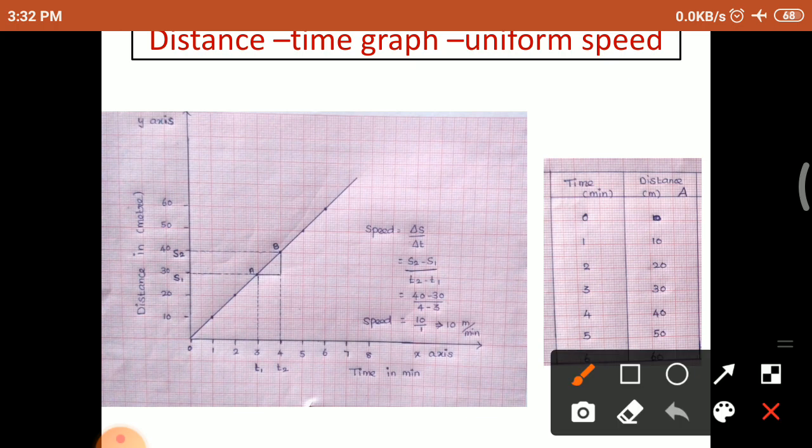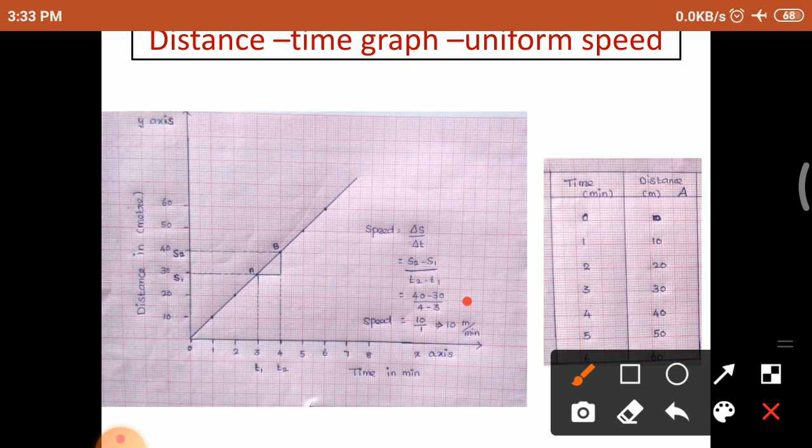Then you have to see the value of s2. What is the value of s2? s2 is 40, so write 40. What is the value of s1? s1 is 30, so 30. What is the value of t2? 4. Here write 4. What is the value of t1? 3. So 40 minus 30 and 4 minus 3. 40 minus 30, we get 10. 4 minus 3, we get 1. So 10 by 1, we get 10 meter per minute. So this object covers 10 meter in 1 minute.